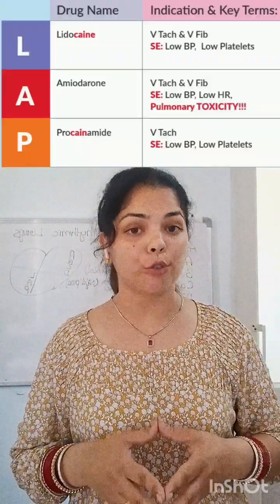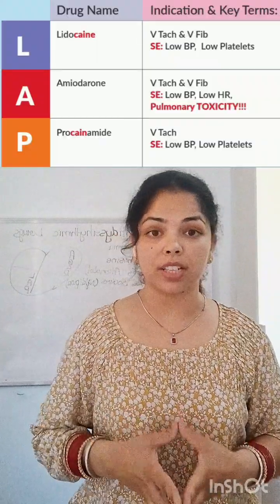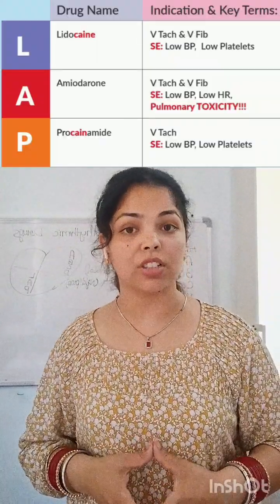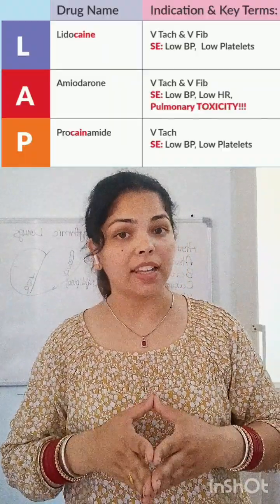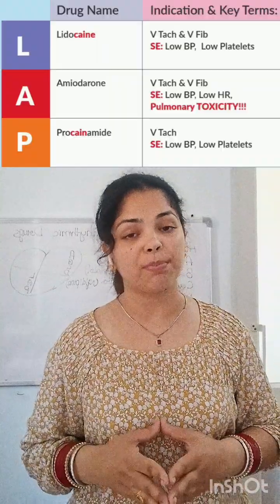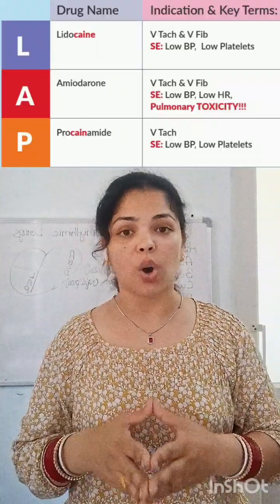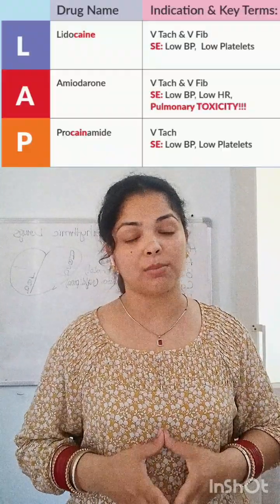Next drugs are for ventricular dysrhythmia. Ventricular dysrhythmia includes ventricular tachycardia and ventricular fibrillation. For ventricular problems, the drugs we use are LAP. L stands for lidocaine, A stands for amiodarone, and P stands for procainamide. All these drugs we administer to clients who are having ventricular dysrhythmia.